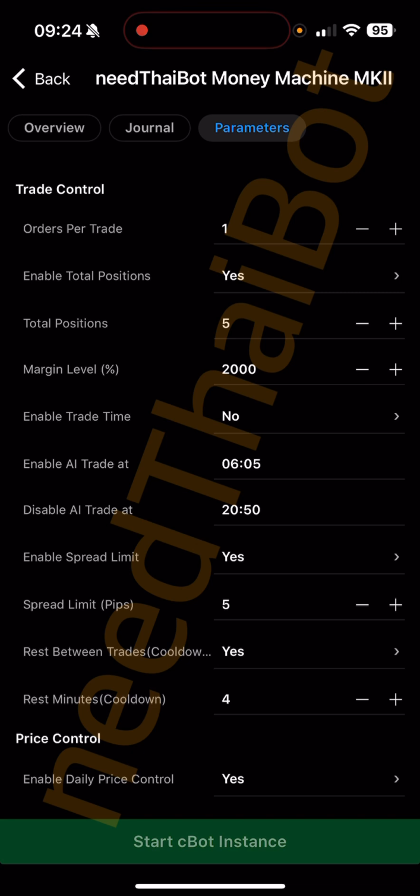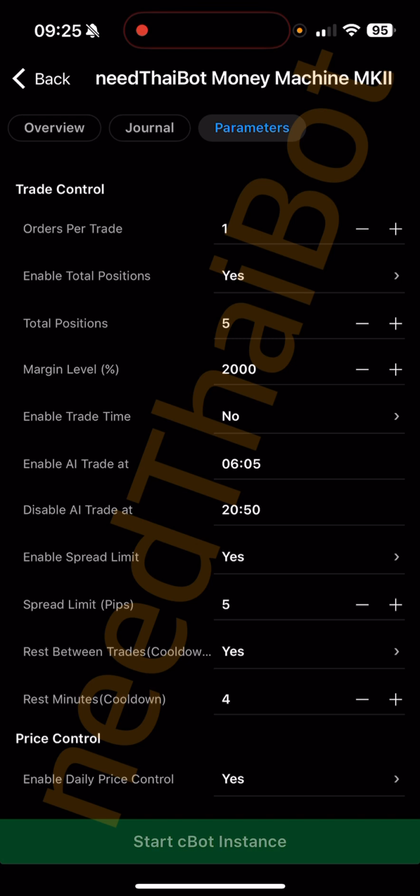And the total position, this is the maximum position for the total trade. So for example, if the order per trade is 1, when it hits the price, it opens one position. And if the price moves and it has another opportunity, it will open another position if the total position is set to more than 1, or you can just set total position to 1. Okay, and the bot will open the orders one by one.